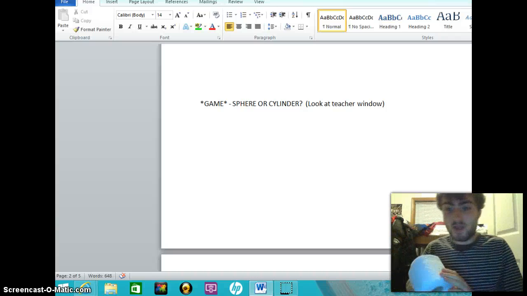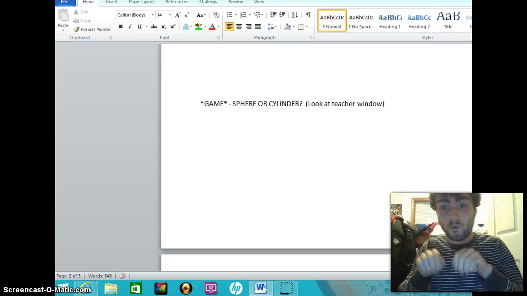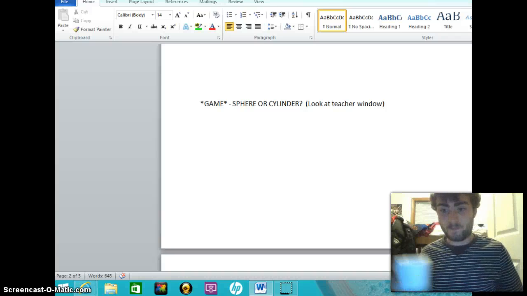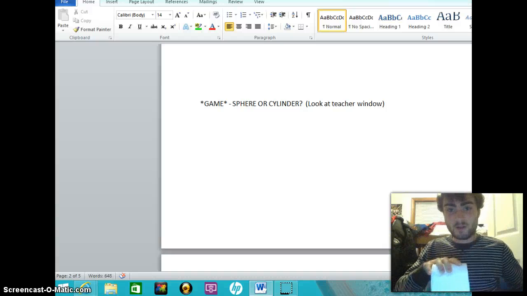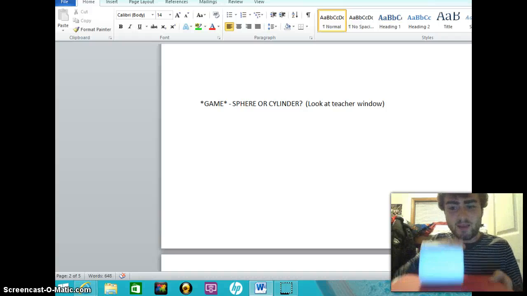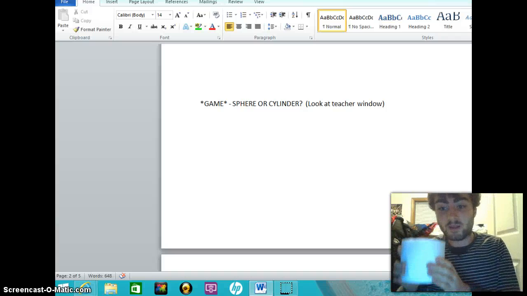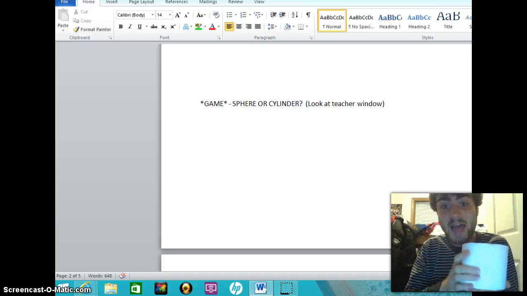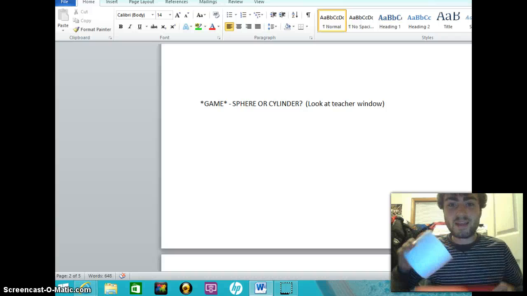What about toilet paper? Is it a sphere or a cylinder? Toilet paper is a cylinder. You could roll it in one direction, but you can't roll it side to side. You can only roll it in one direction. Toilet paper is flat on the top and flat on the bottom, and it has a curved face on the side. Toilet paper is a cylinder.